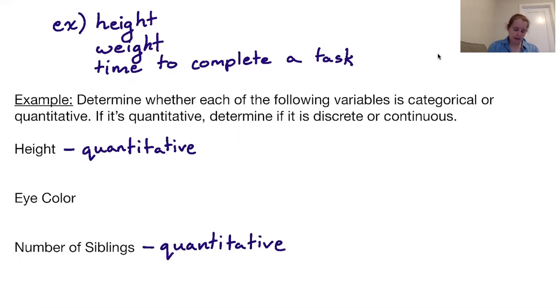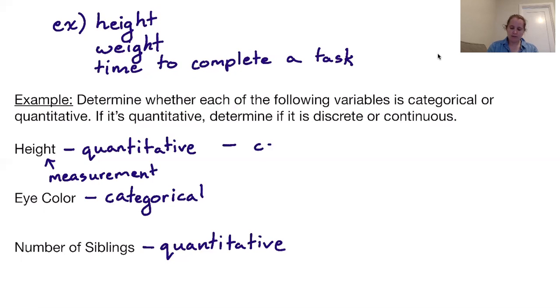On the other hand, eye color definitely does not have number responses. The responses are colors. So this is categorical. If we look at height, height comes from a measurement. So this should be continuous. Versus number of siblings comes from a count. So this should be discrete.